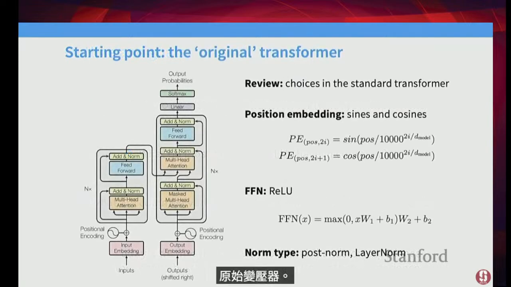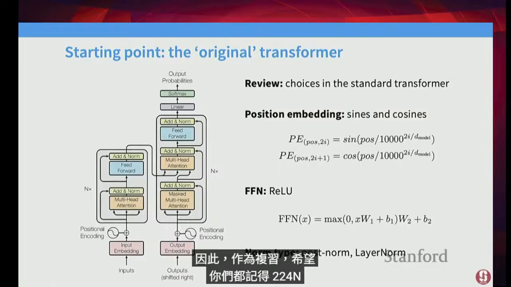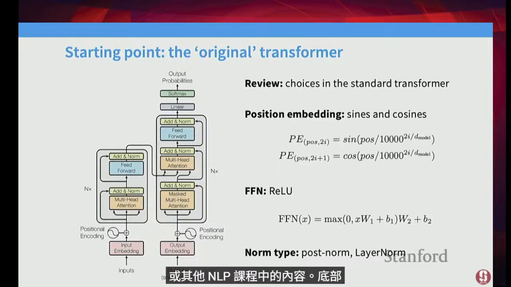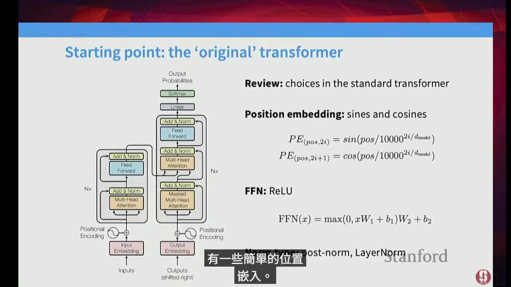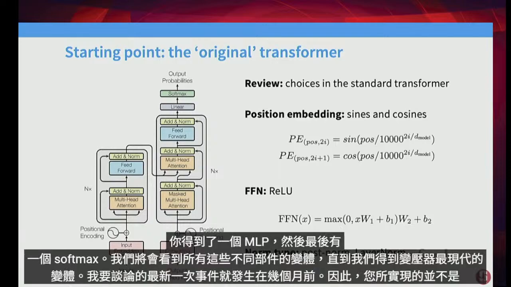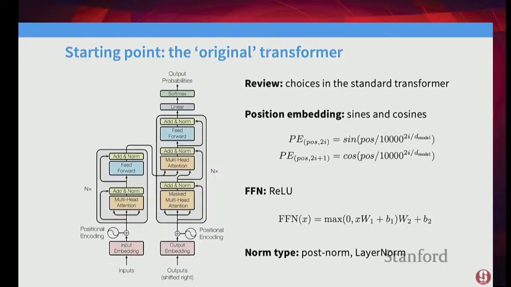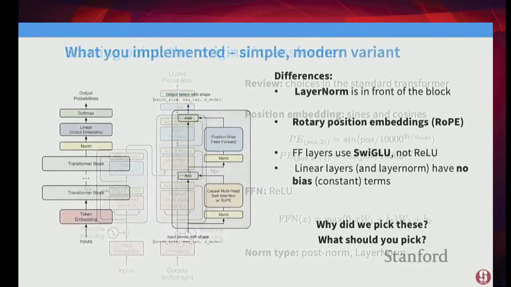So the starting point is the original transformer. Just as a review, hopefully you all remember this from 224N or your other NLP classes. You've got some simple position embeddings at the bottom. You've got multi-head attention. You've got layer norms afterwards. You've got a residual stream going upwards. You've got an MLP and then a softmax at the very end. And we're going to see variants to all of these different pieces until we get to basically the most modern variants of the transformer. And the latest one I'll talk about will be just a few months old.